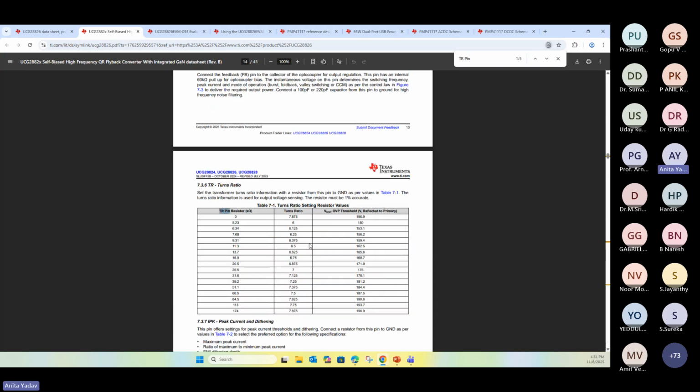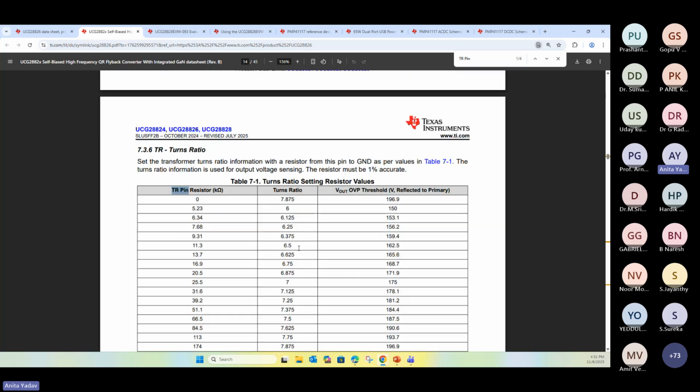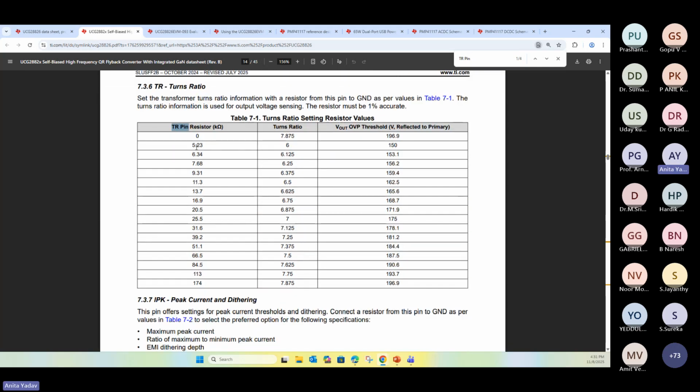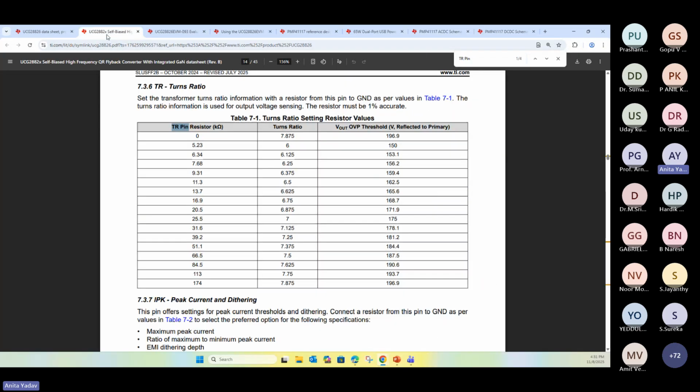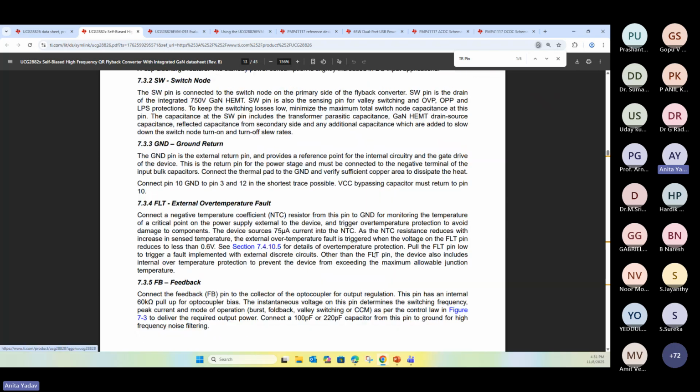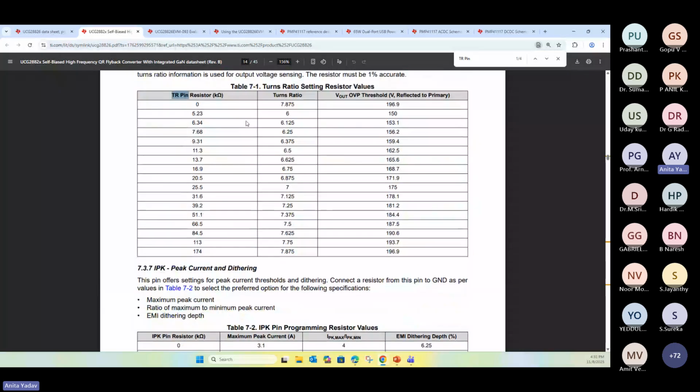So we have all the register values corresponding to its turns ratio. If we have a turns ratio of 6, you can configure your registers to 5.23 kilo ohm. And similarly for the IPIC, CDX and CDX pin. So if we go through here, it defines what functions you want, like what IPIC turns ratio you want, and you configure your pin register accordingly.